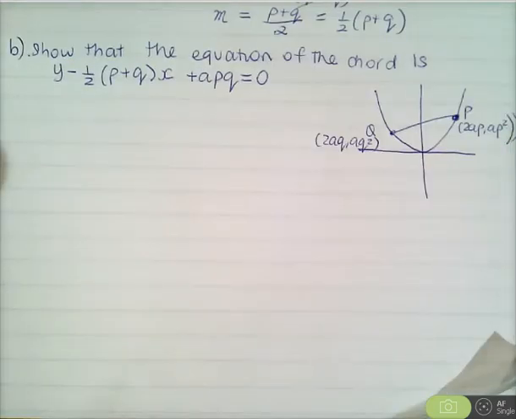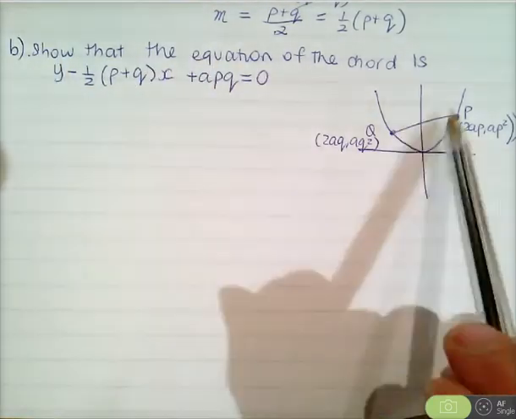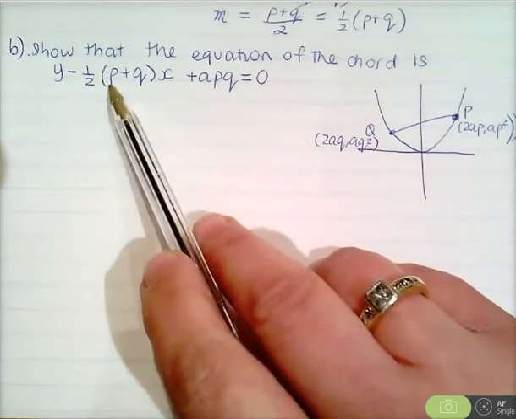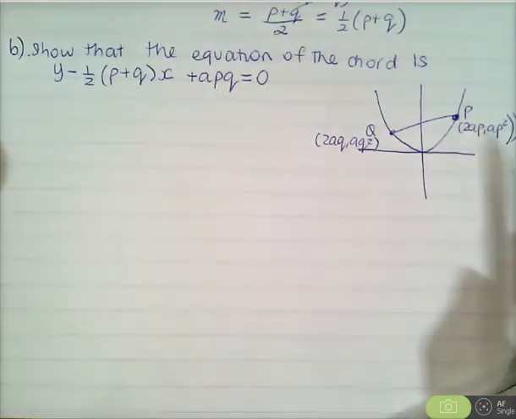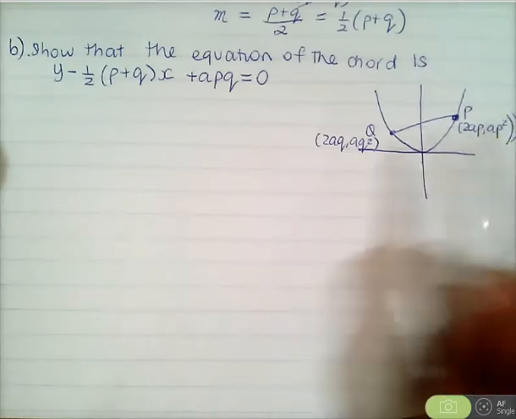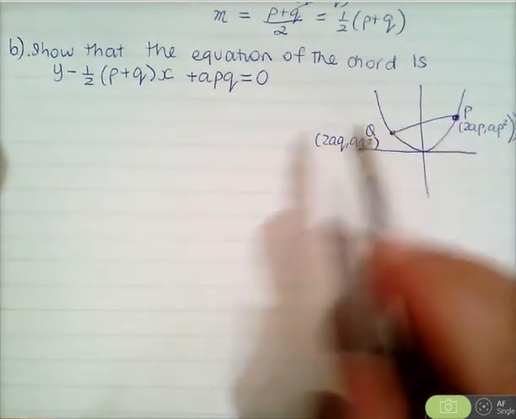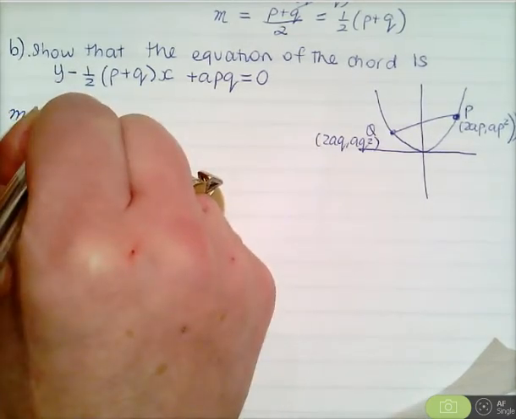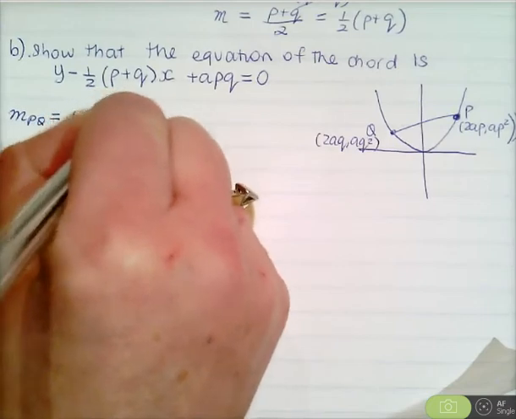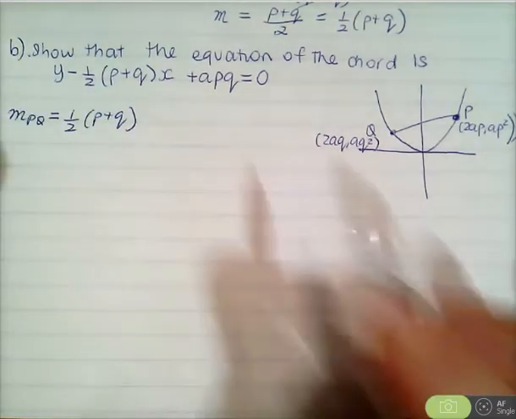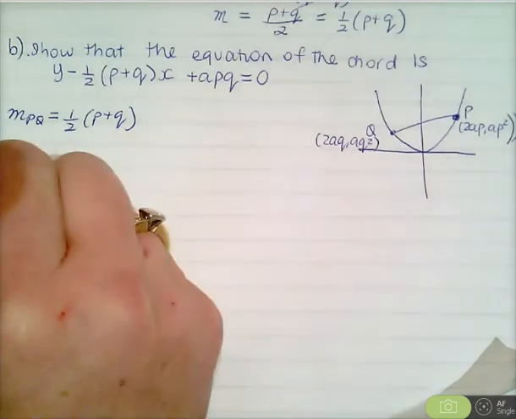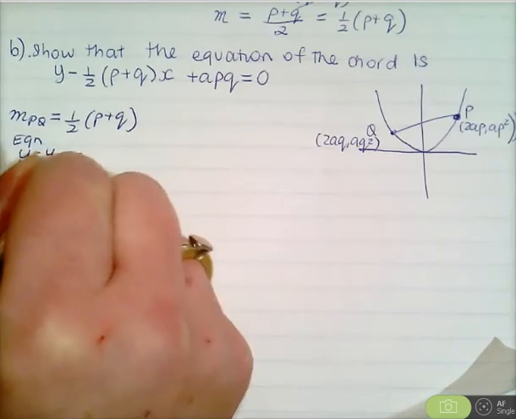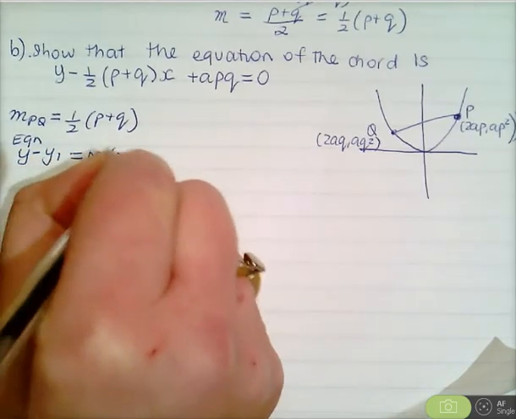Part B of the question, you're asked to show that the equation of the chord PQ is this, y minus a half bracket p plus q x plus apq. Now girls, you will do it exactly the same way as if these were 2 points with numbers. We've just found the gradient of the chord PQ. So the gradient of PQ, we just found it out in part A, was a half of p plus q. That was the gradient of PQ. And to find the equation of the chord, you will use the point gradient formula. So you'll use y minus y1 equals m bracket x minus x1.